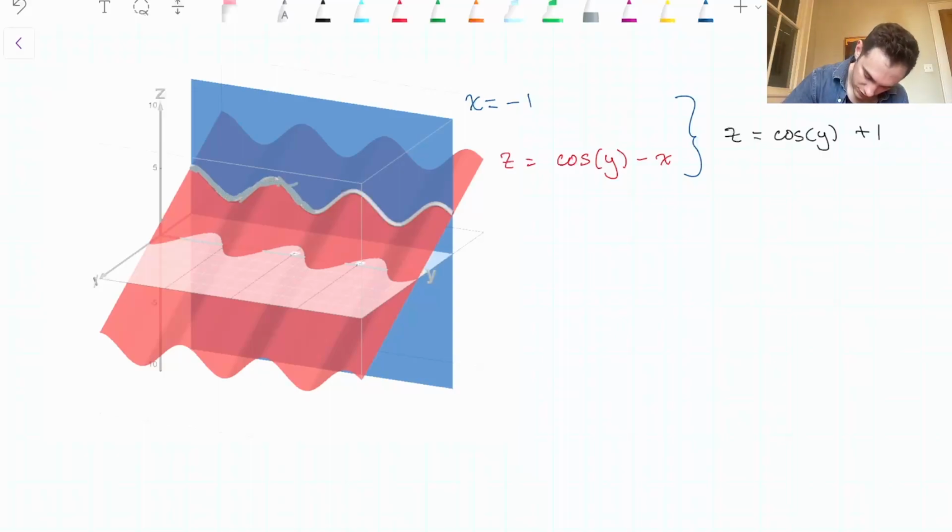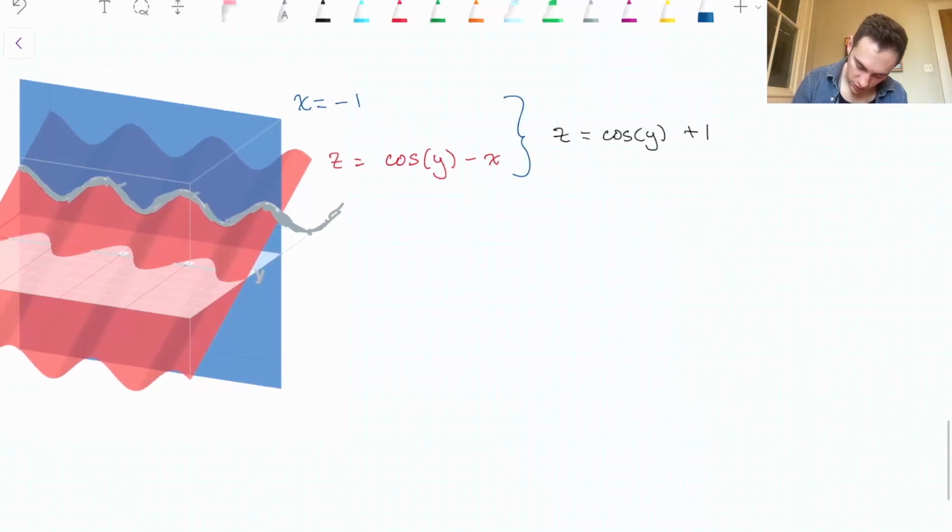This curve of intersection is exactly the graph, right? This is exactly the graph of cosine of y, but shifted up by 1. And this is what we call a trace. This is a trace of the surface.